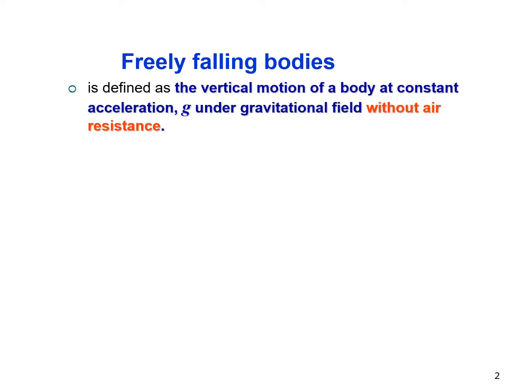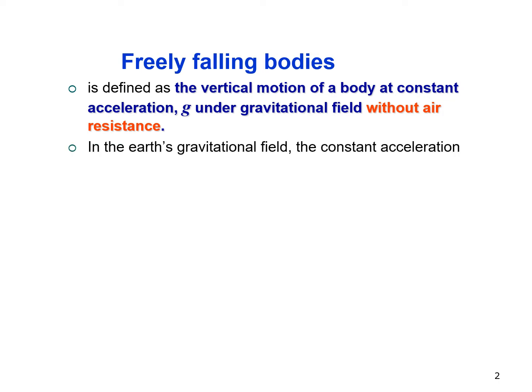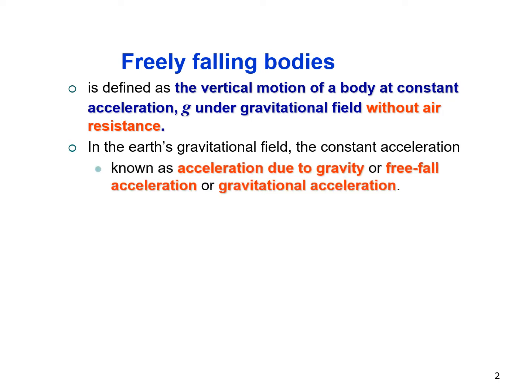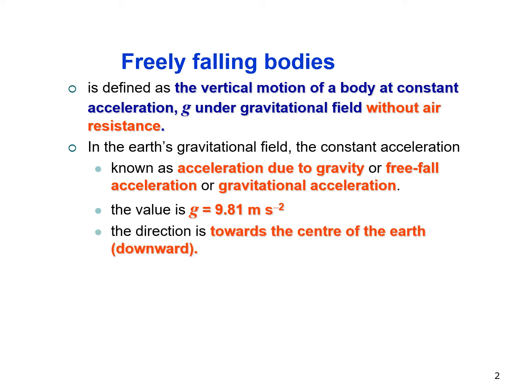So when we have a free falling body, we can define it as a vertical motion of a body at constant acceleration under gravitational field without air resistance. In the earth's gravitational field the acceleration will be constant, also known as the acceleration due to gravity, free fall acceleration, or gravitational acceleration, where the value is 9.81 meters per second squared. The direction will always be toward the center of the earth, which is the downward direction.